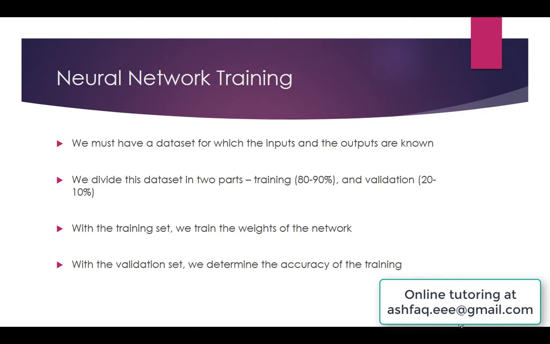In a neural network, we must have a data set for which we know the input as well as the corresponding output. We will divide the data set in two parts, training and validation. Sometimes validation is referred to as the test dataset, but test is not the correct word for that purpose. With the training set, we train the weights of the network, and with the validation set, we determine the accuracy of the training.